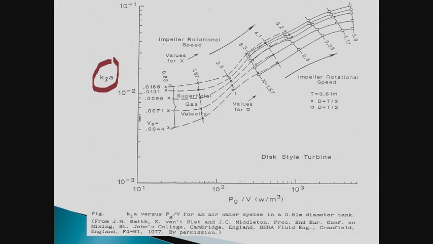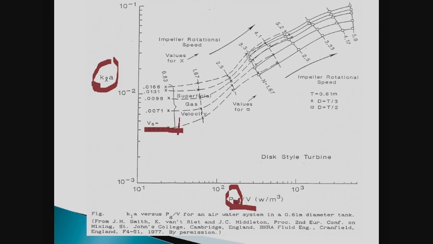Well, this is KLA, mass transfer coefficient, versus gas power. The G is gas power. That's really something very hard to come by, gas power. This is John Smith, Klaus Van Riet, and John Middleton, 1977. And they really hit it on, what they call a home run.